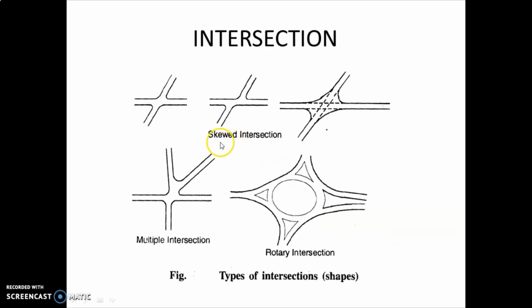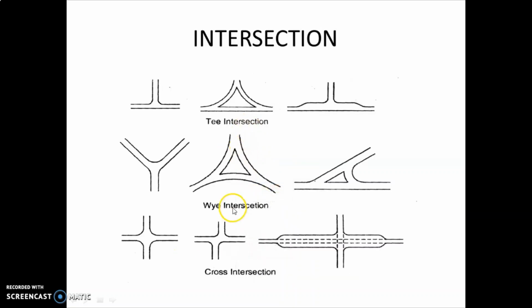Then skewed intersection. You can say this type is a little bit skewed. These are called skew intersections. Then multiple intersection. You can see here, here, here, here. Then rotary intersection. This type of intersection is known as the rotary. So right now we are seeing various types of intersection: skewed, multiple, rotary, then T, Y, and cross intersection.